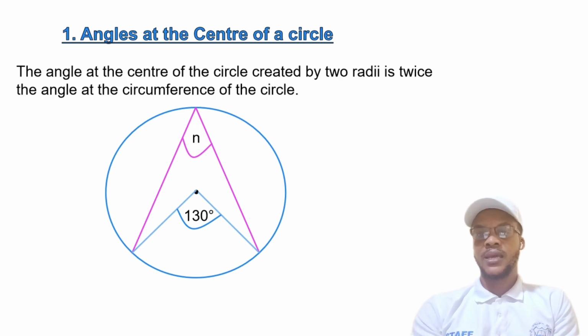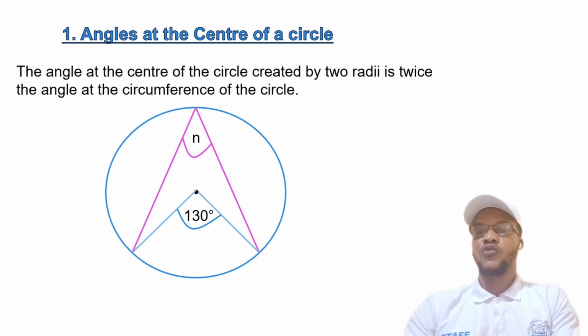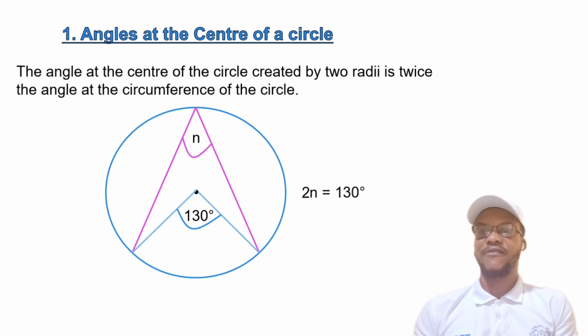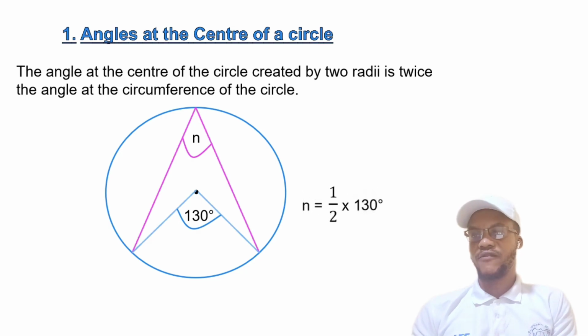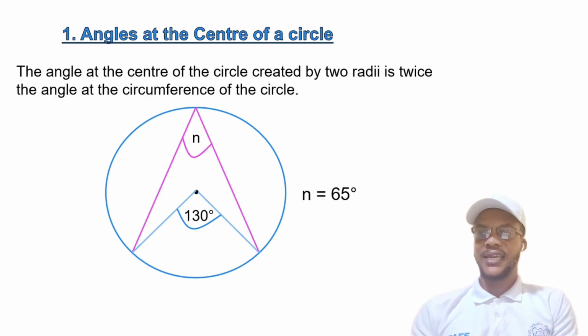Let's say this time we know the one at the center and we don't know the one at the circumference. How do you find it? Once you know that to get the one at the center, you must multiply the one at the circumference by 2, then it's just a matter of finding half of that. Because twice n gives us 130, then to find n, I'll just divide both sides by 2. That means I'm finding half of 130, and that is going to give me 65 degrees. Yes, that is it.